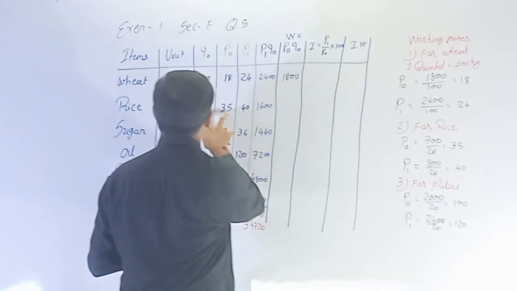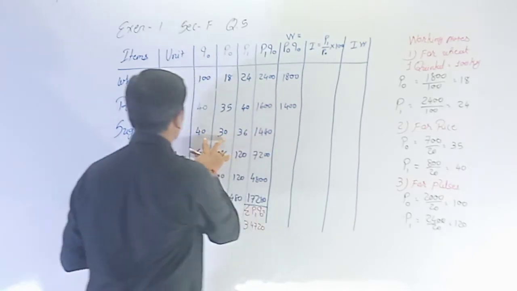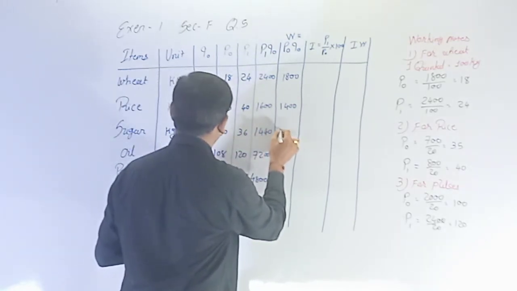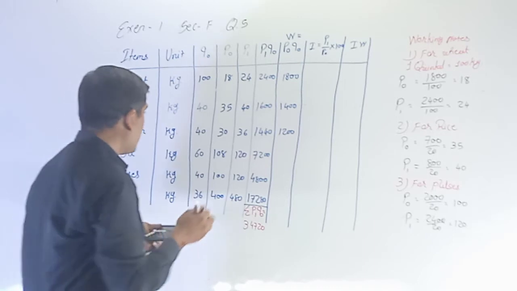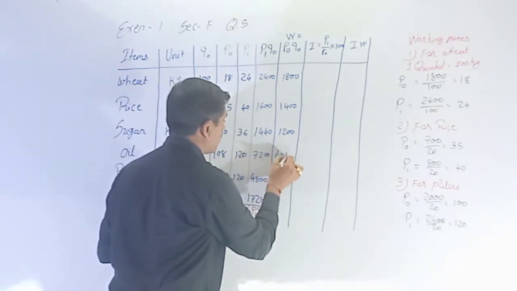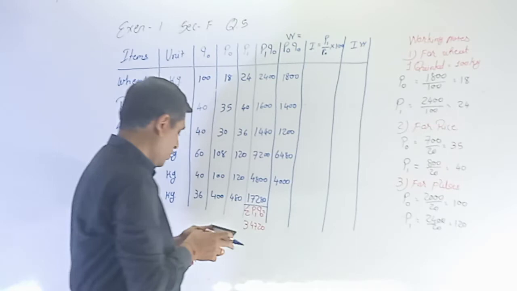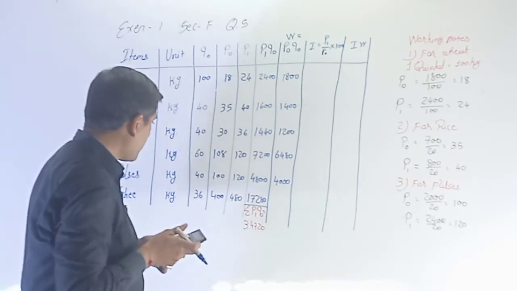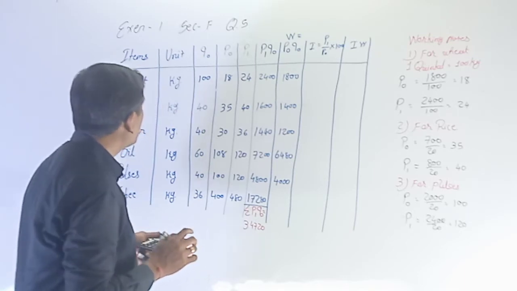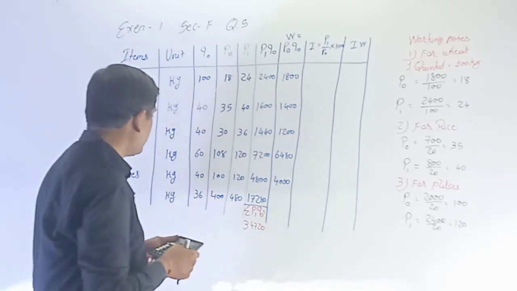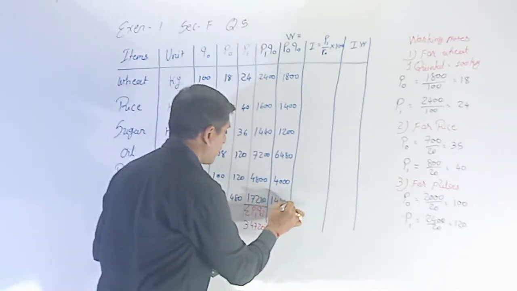Okay, now see multiplication of P0 Q0, this one: 1800, then 35 into 40, 1400, then 30 into 40, 1200, then 108 into 60, that is 6480, then 4000, and the last one is 400 into 36, sorry, that is 14,400.